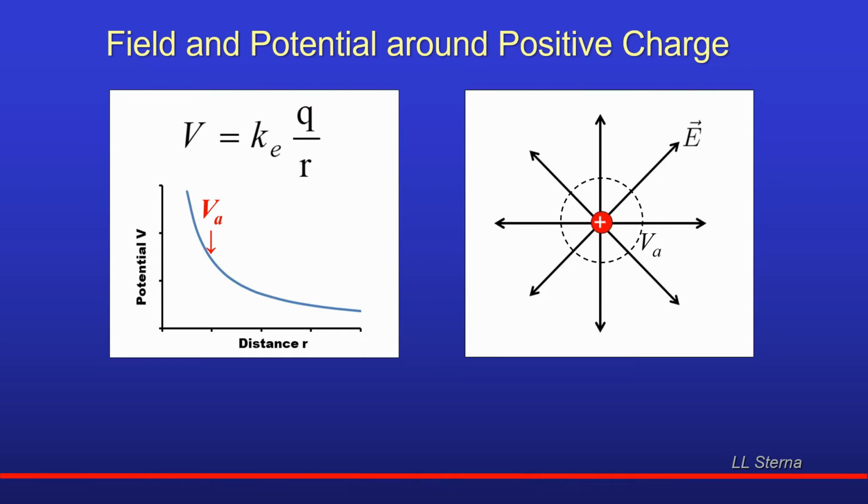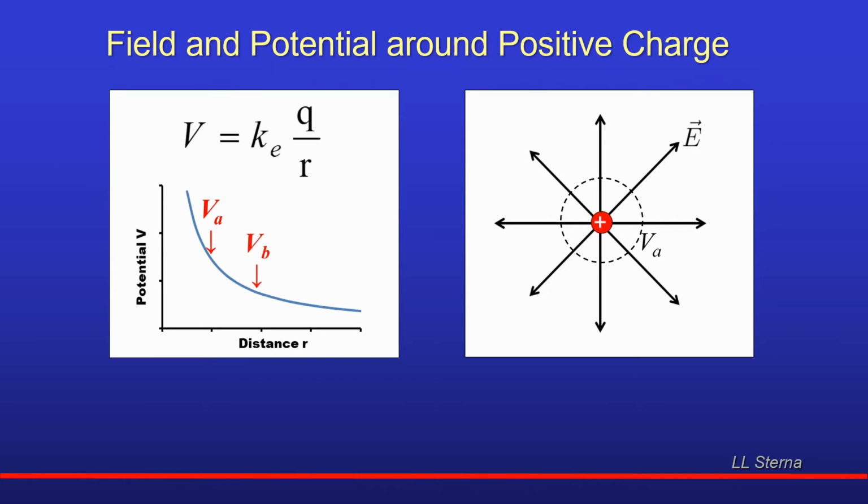If we go to the picture on the right, you see a dashed line labeled V sub A. The potential is going to depend upon the distance from the charge, but it doesn't matter whether you're going left or right or up or down. It's going to be the same at that distance from the charge in any direction. And at a certain distance from the charge, we'll have a certain value, V sub A. Let's go back to the graph.